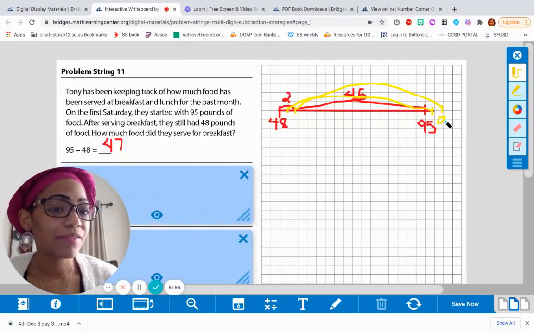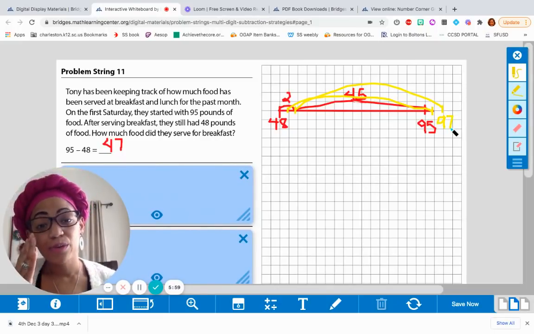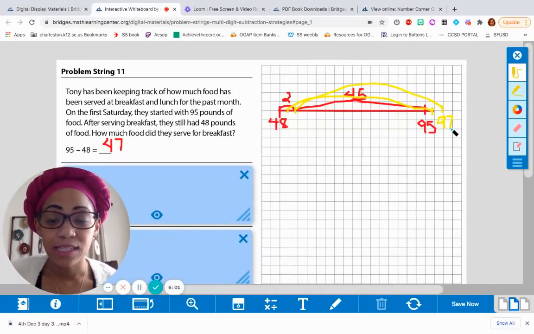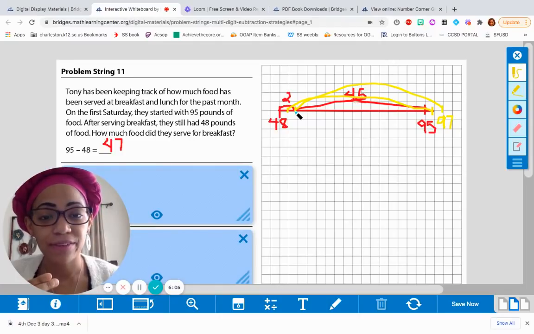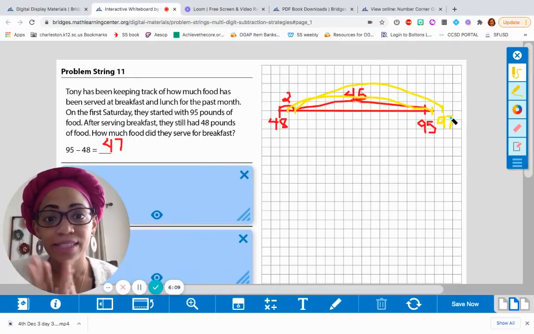Now, the reason you might find this useful is because in your head, if you know that if I keep a constant difference, if I add 2 to one number, so in this case I went from 48 to 50, and I add 2 to the next number, my distance between those things stays the same.